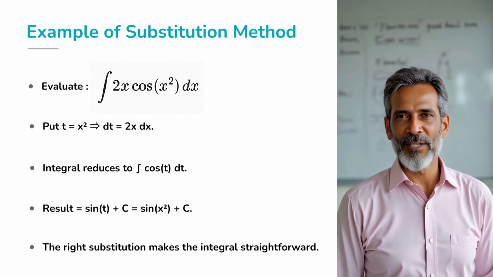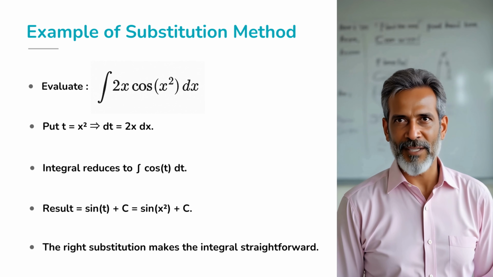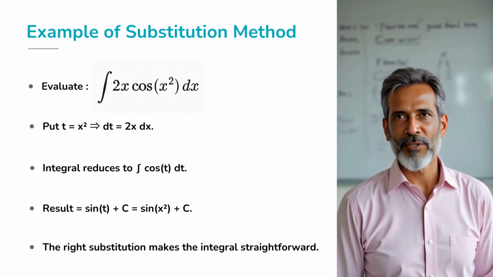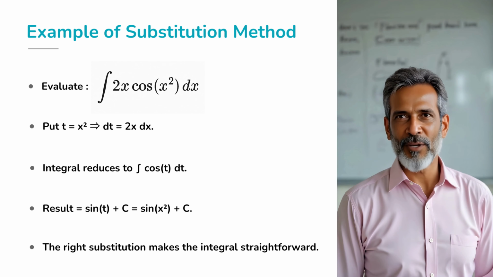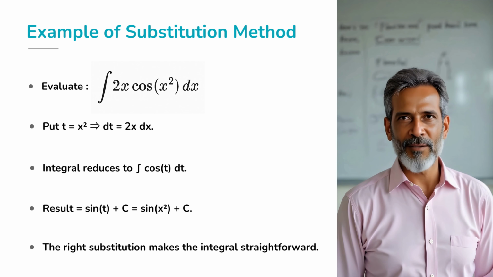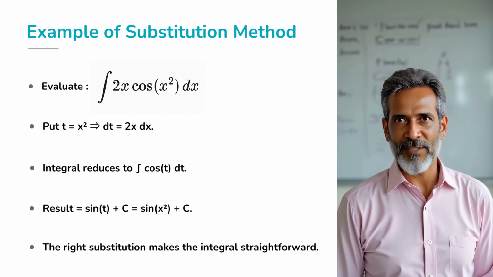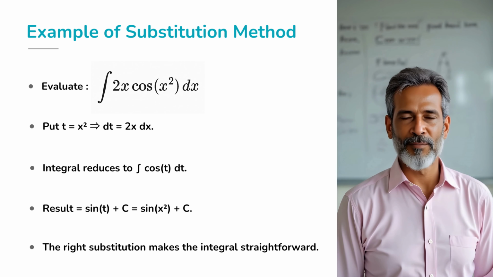Let's see substitution in action. We want to evaluate 2x cos of x squared dx. Step 1. Let t equal x squared. Then dt equals 2x dx. Step 2. The integral becomes cos t dt. Step 3. That's a standard form. The integral is sin t plus c. Step 4. Replace t back with x squared. Final result: sin of x squared plus c. Notice how substitution turned a tricky integral into a very familiar one.